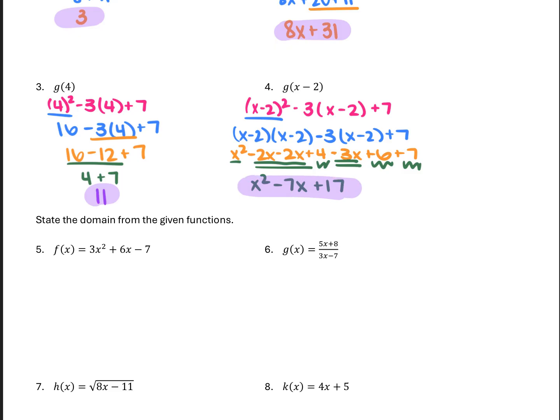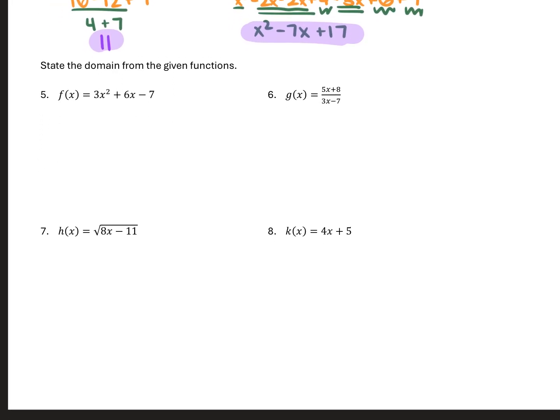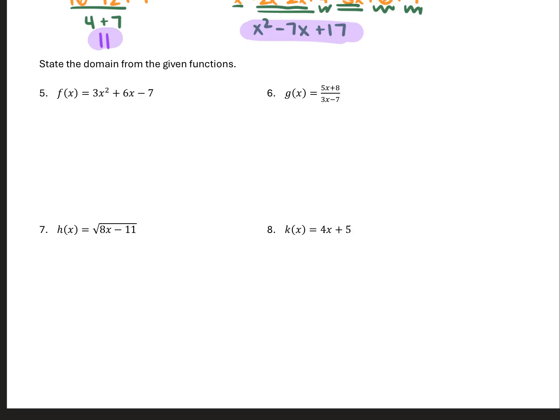The next section within your review asks you to state the domain from the given functions. Remember, with your domain, if there is no fraction or no square root, it is all real numbers, so from negative infinity to positive infinity. If there is a fraction, it does not matter what's on the top, take what's on the bottom, set it not equal to 0, and solve it. For anything that has the square root, it doesn't matter what's outside the square root, take what's under the square root, only the part that's under the square root, set it greater than or equal to 0, and then solve.